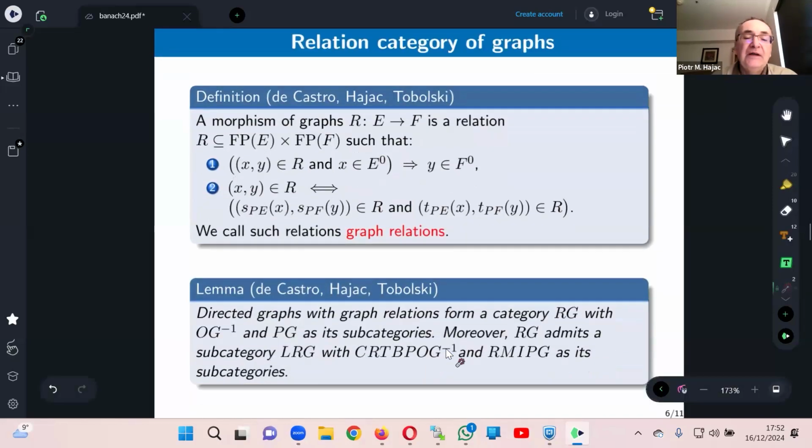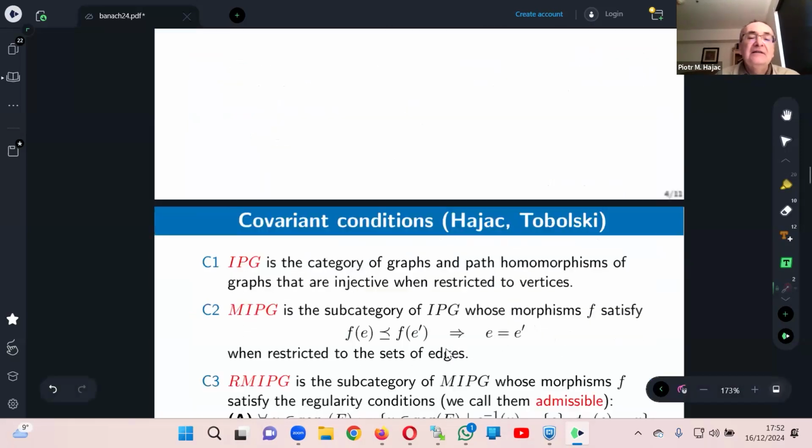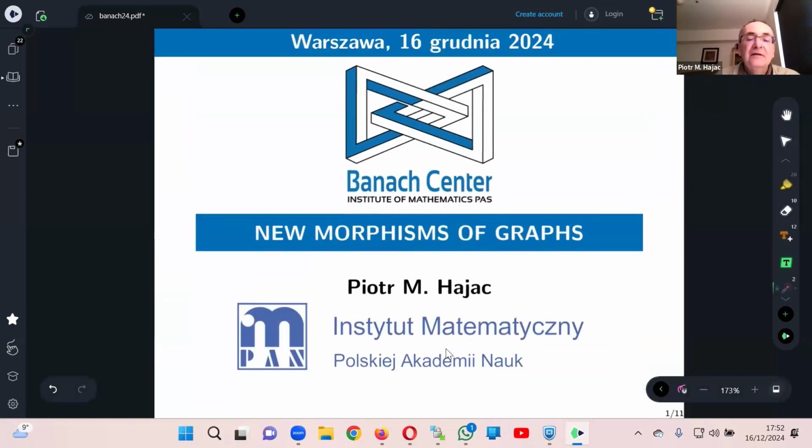And now what you can prove, and that's what we do in our joint paper, Gilles De Castro, Mariusz Tobolski, and myself, is that for starters, we see that directed graphs with graph relations form a category, and that's easy because it's obvious how to compose relations. Now these PG categories and OG categories are its subcategories, but I write here the inverse because in this category OG, maybe let me go to the beginning and remind you what is meant.